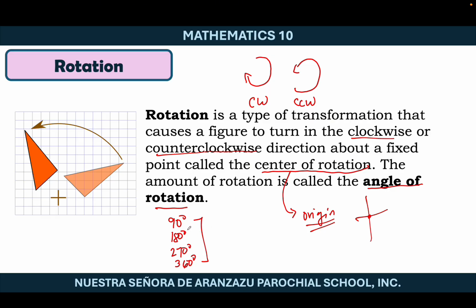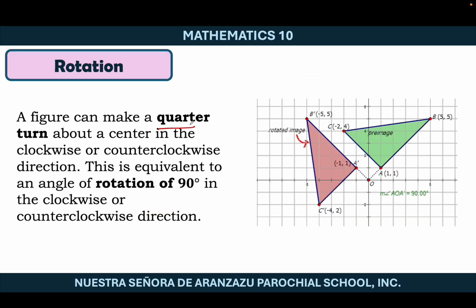So, isa-isahin natin tong apat. Yung una is the quarter turn. The figure can make a quarter turn about the center in the clockwise or counterclockwise direction. This is equivalent to an angle of rotation of 90 degrees in the clockwise or counterclockwise direction. So, look at this image. This is the pre-image and this is the rotated image. The center of rotation is at the origin, this one, and this measures 90 degrees.